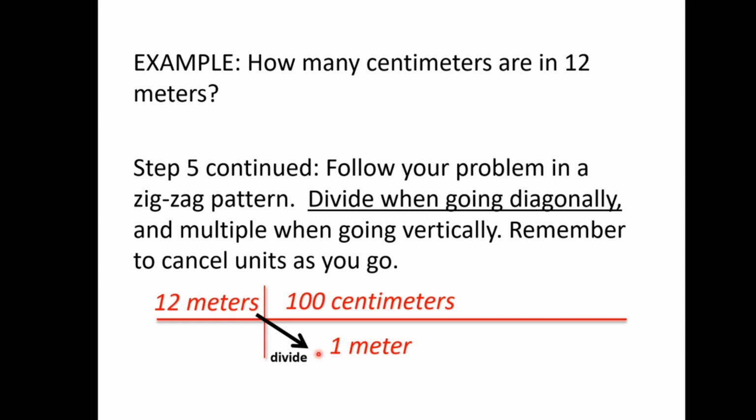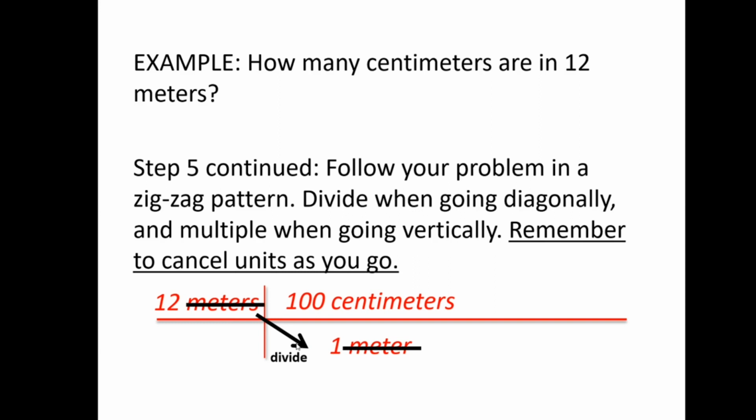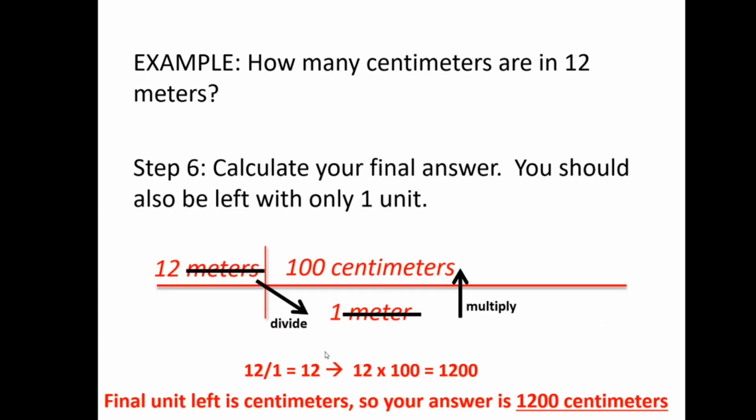When you're going diagonally from one number to another, you are going to divide. So going from 12 to 1, we're going to divide 12 divided by 1, and then you would go up to 100 centimeters. So divide when going diagonally and multiply when going vertically. And remember to cancel units as you go. So we divide this way, meters cancel with meters, and then you multiply going up. So 12 divided by 1 was 12. 12 times 100 is going to give you 1200. That's how you calculate your final answer, and you should also be left with only 1 unit at the very end.